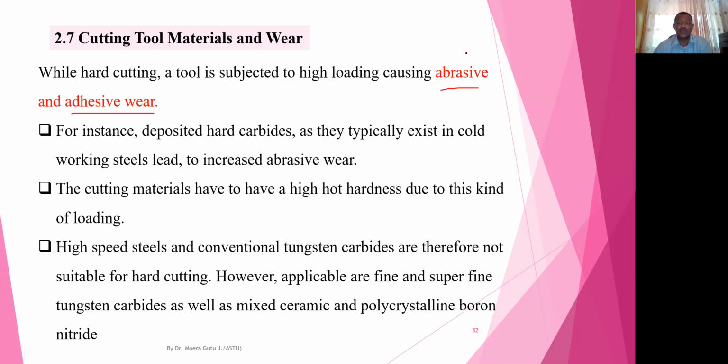Abrasive wear is when the hardness of the tool material and the workpiece material is almost near or similar, but the wear mechanism is in abrasive form, when the hardness of the tool and the workpiece material is very far apart, whereas adhesive tool wear is when the hardness between the tool and the workpiece material is almost near or similar. For instance, deposited hard carbides, as they typically exist in cold working steel, lead to increased abrasive wear. Okay, deposited hard carbides can cause abrasive wear.